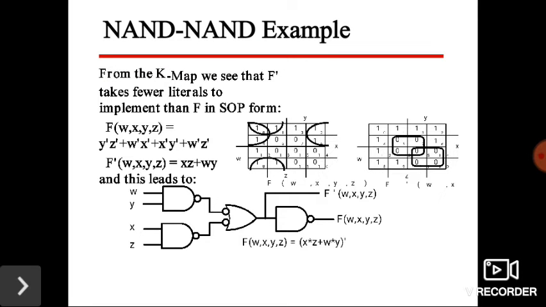From the K-map we can see that F bar takes fewer literals to implement than F in sum of products form. So F of W, X, Y, Z is equal to Y bar Z bar plus W bar X bar plus X bar Y bar plus W bar Z. F complement will be F bar equal to XZ plus WY, and this leads to this diagram.